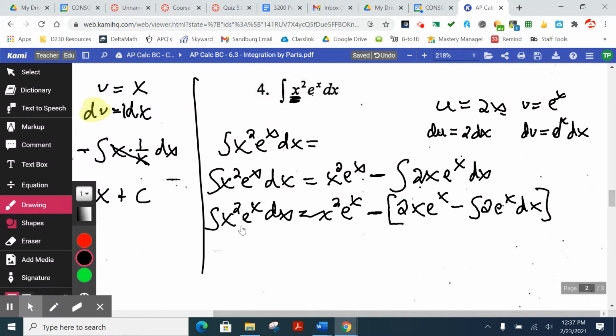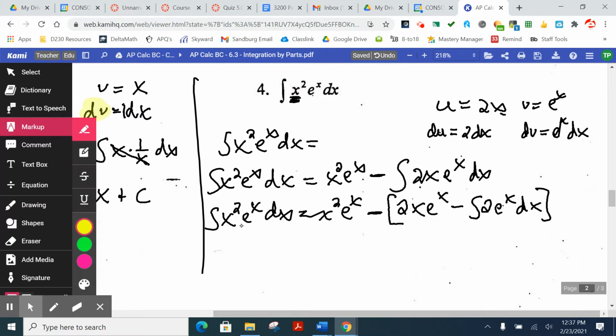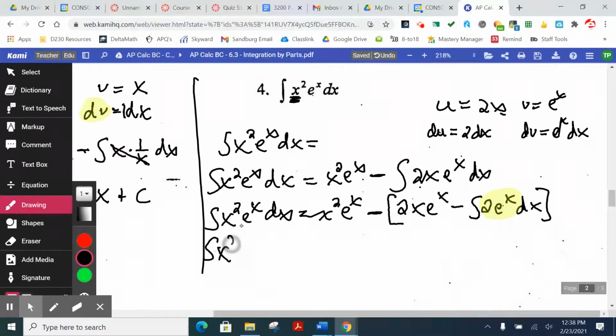So then as we now look at this, this should now be good news, because if I look at this integral, this we can do. That we know the antiderivative of. So the next step should be good. The next step should be our final answer. So the antiderivative of x squared e to the x is equal to x squared e to the x minus 2x e to the x.